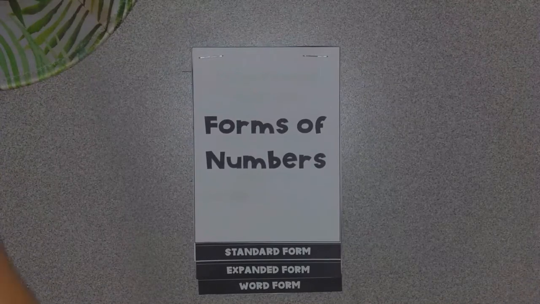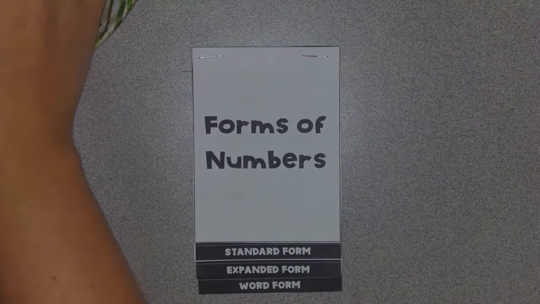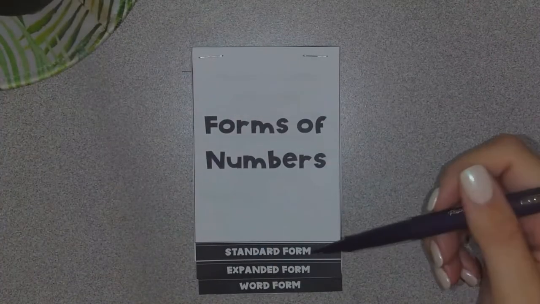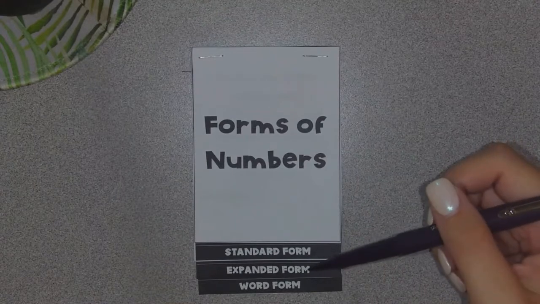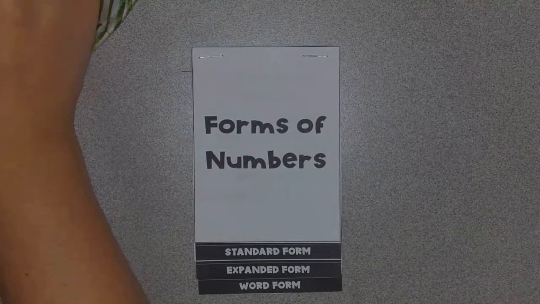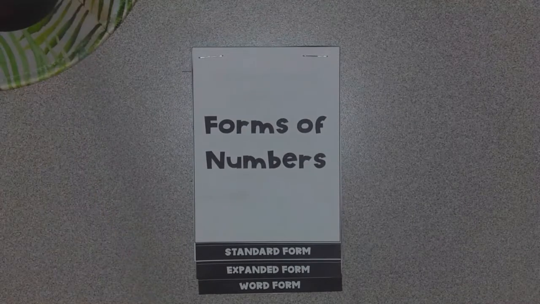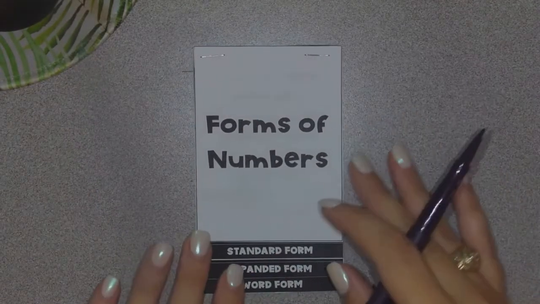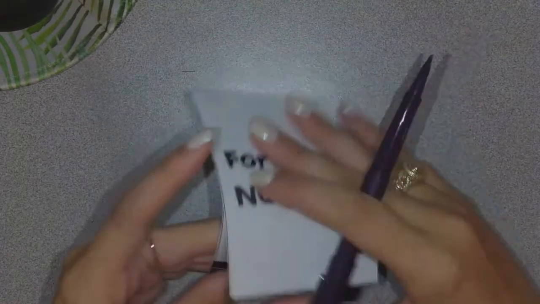Okay, so there are going to be three different forms of numbers that we talk about. We talk about numbers in their standard form, their expanded form, and their word form. So we're going to take a number today. We're going to talk about what it's going to look like in those three different forms. So let's start with the standard form of a number.